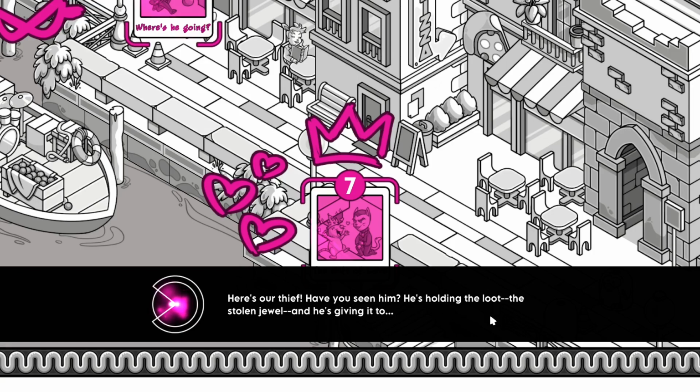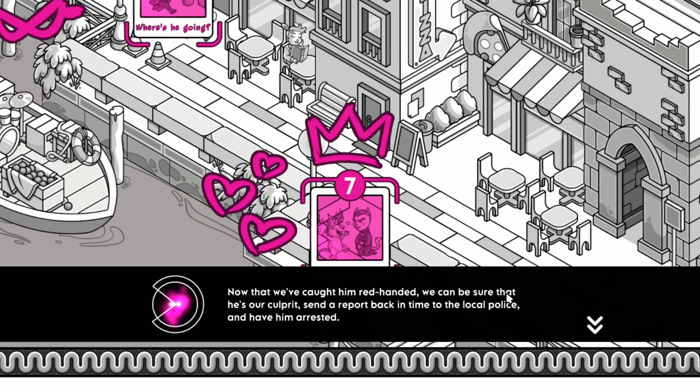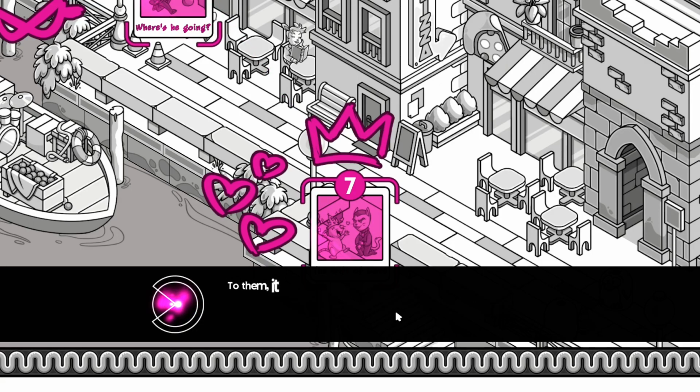You seen him? He's holding the loot and he's giving it to a giant rat. Maybe this detail was a bit different. AI has a right to some creative freedom after all. Now that we caught him red-handed, let's make sure we can be sure that he's our culprit. Send a report back. Arrested.